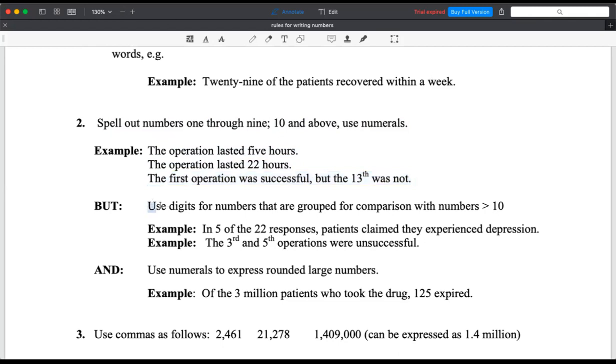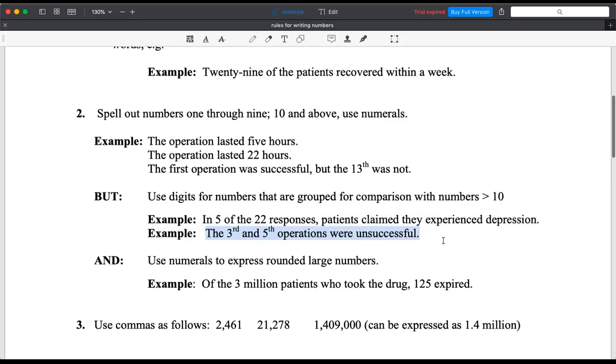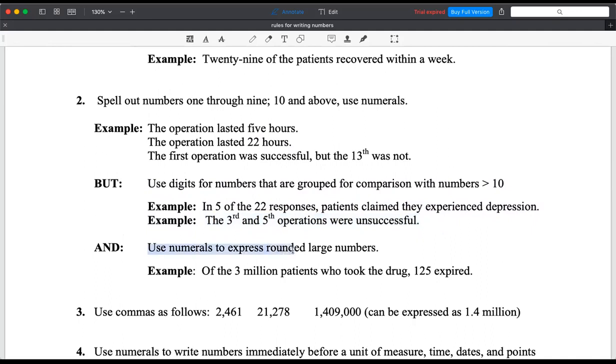We use digits for numbers that are grouped for comparison, numbers larger than 10, for example. If it is a range, I say in 5 of 22 responses, patients claim they experience depression, because it's a range. And if it is a range, I would say the 3rd and 5th operations are unsuccessful. I use numerals to express rounded large numbers. For example, of the 3 million patients who took the drug, 125 expired.